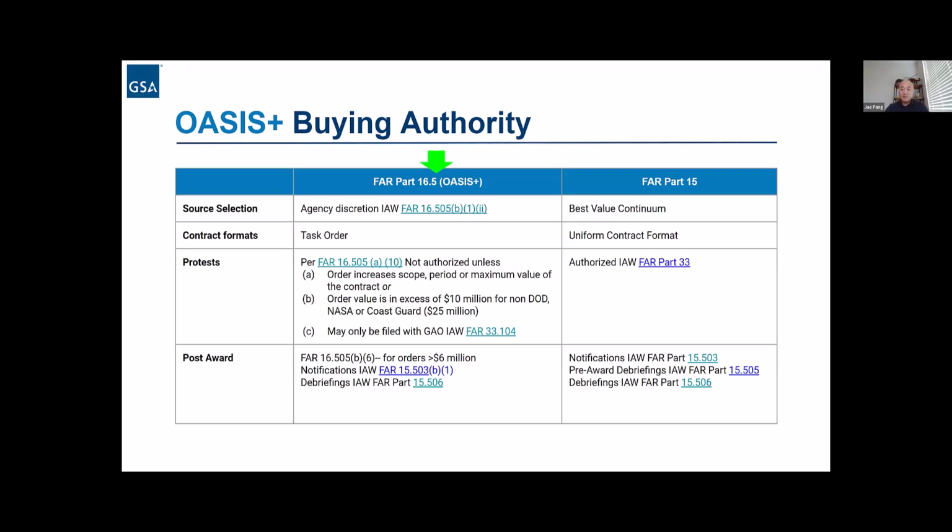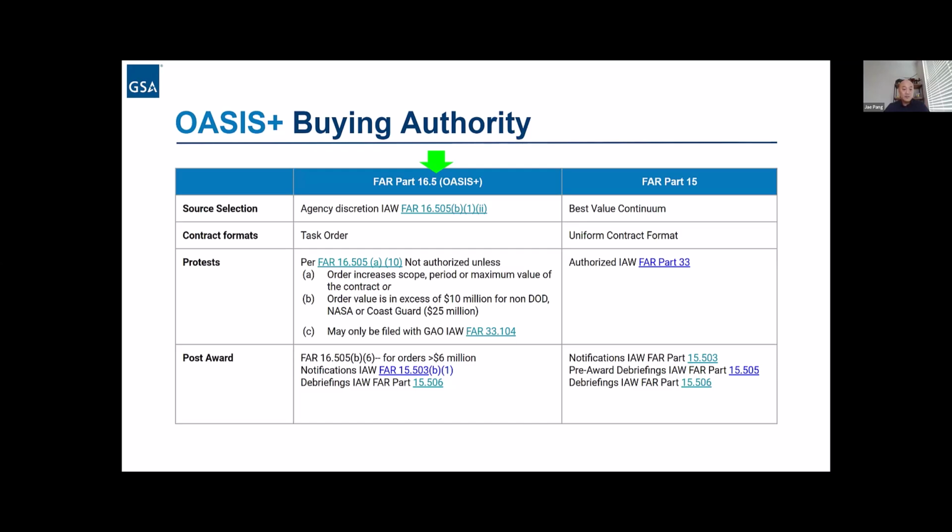increase the period of performance, or increasing the maximum value of the contract. For DoD, NASA, and Coast Guard, that limit is $25 million. Additionally, all protests must be filed with the GAO, and small business set-aside protests are handled in accordance with 19.302.